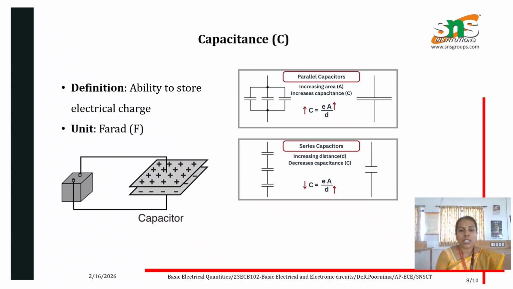So the capacitance value is given by epsilon A by D. So increasing the distance will decrease the capacitance. And in a parallel plate capacitor, where the area is increasing, it increases the capacitance value. So capacitance is used in various filter circuits, and also it is used in rectifier circuits.